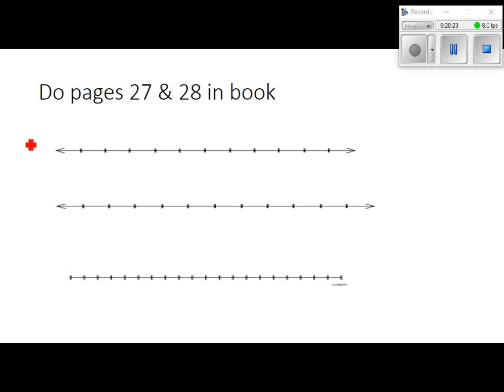All right, in your books, open up your books, page 27. On page 27, there's a number line. I think it says example one. Draw that number line on this top number line. Put in all the numbers and the points and everything. Take a second and draw that in.